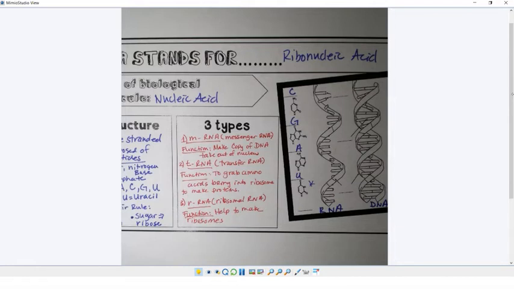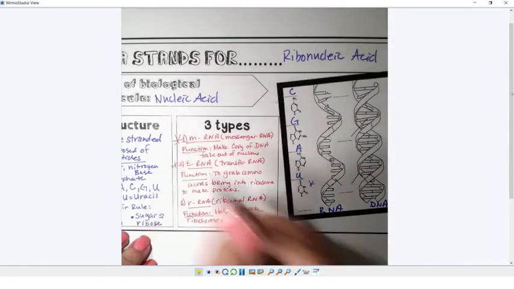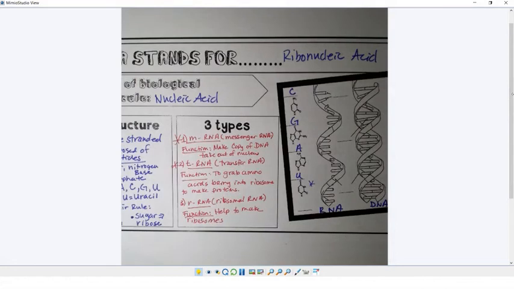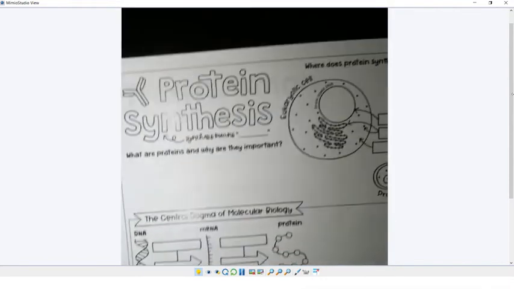Now, as we move on to protein synthesis and the first step of it, we are going to pay close attention to the first 2 types of RNA. Those are the ones that play a really big part. Okay, so move to your protein synthesis.